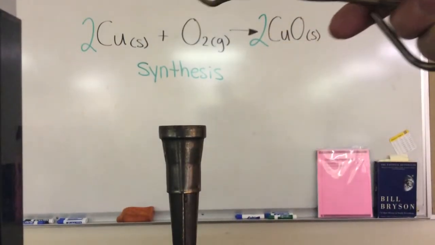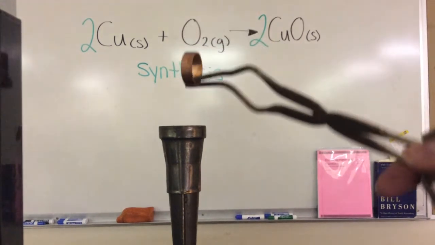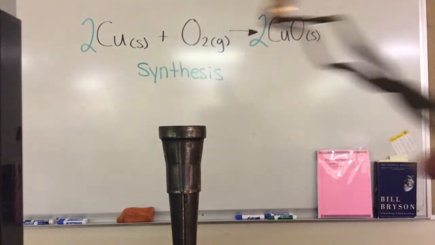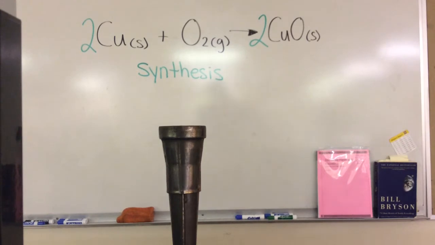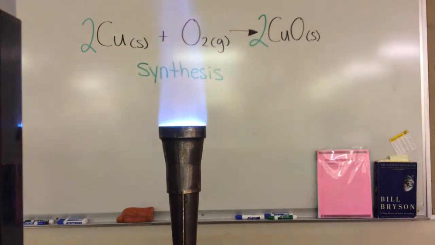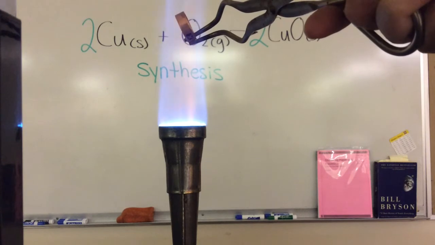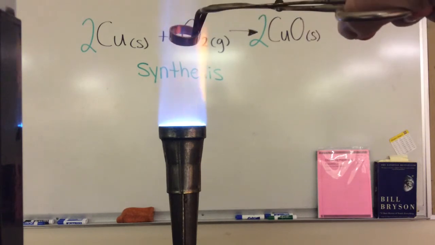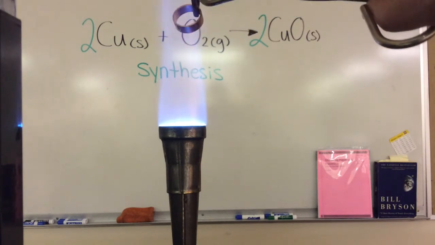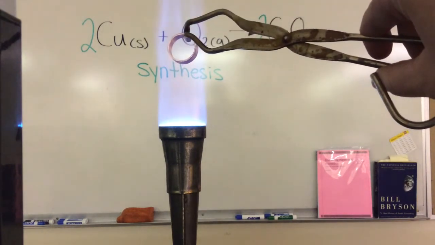In the first demo, we're going to witness a synthesis reaction. We're going to take a simple piece of copper and heat it in the presence of oxygen gas to form copper 2 oxide. Note that prior to going into the flame, the copper was shiny, and as it heats up, it will glow red hot, which allows the reaction to proceed forward.